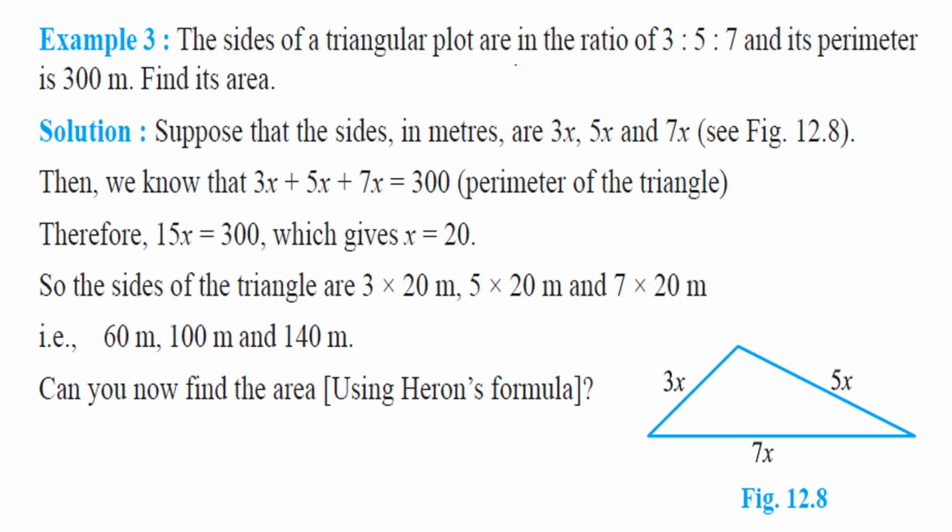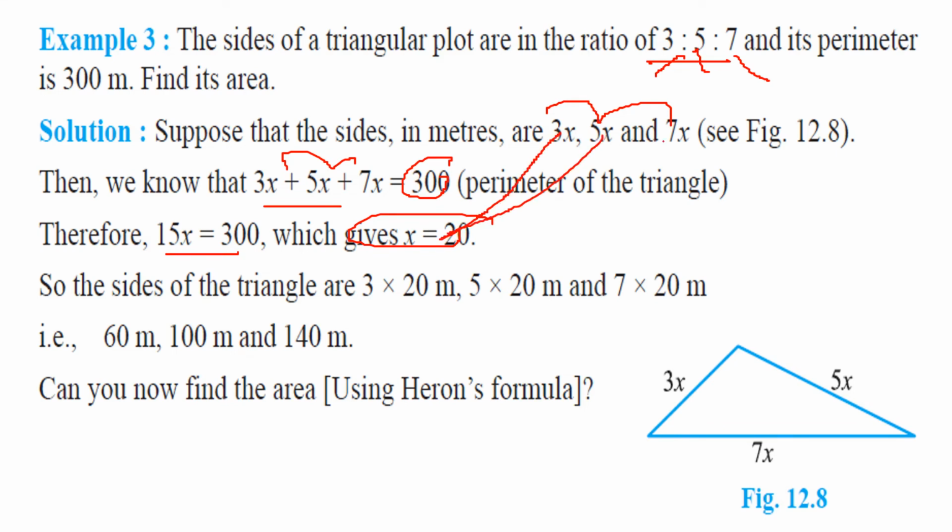The sides of a triangular plot are in the ratio 3, 5, 7. So one side is 3x, other will be 5x, the third one will be 7x. And its perimeter is 300. So let's add them: 3x plus 5x plus 7x is going to be 300. So 15x equal to 300, so x will be equal to 20. Now one side is 3 into 20, second side is 5 into 20, third side is 7 into 20.